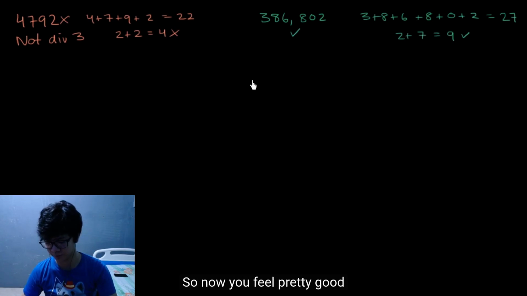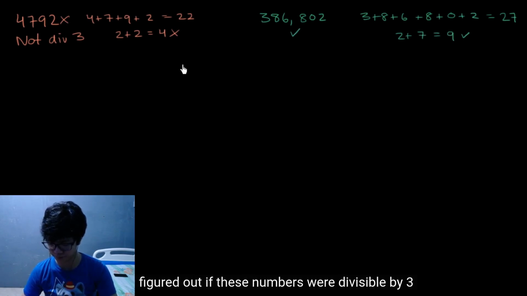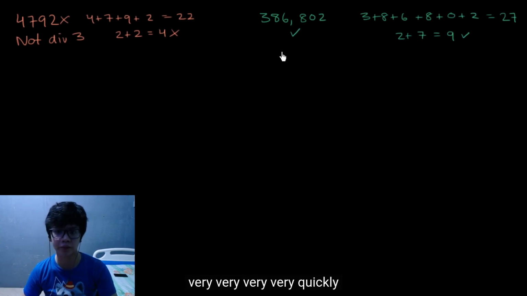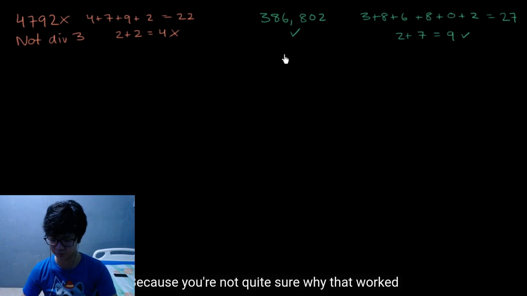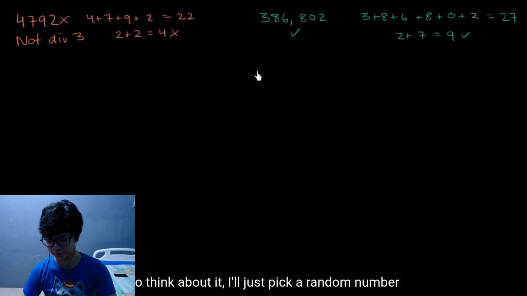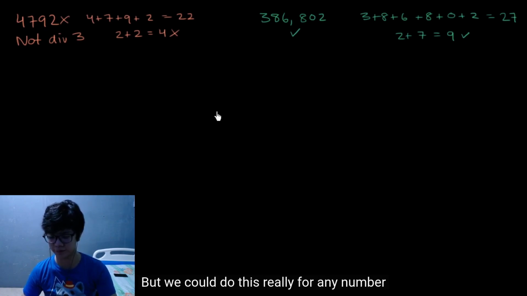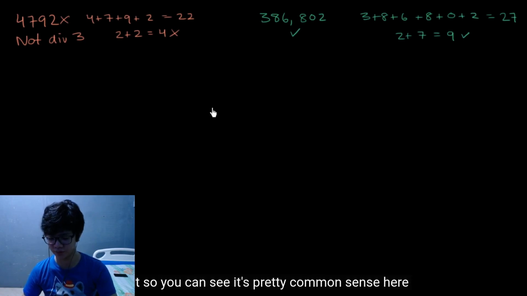And so now you feel pretty good. You've helped two perfect strangers with their emergencies. You figured out if these numbers were divisible by 3 very quickly. But you have a nagging feeling because you're not quite sure why that worked. You've just kind of always known it. So let's think about why it worked. To think about it, I'll just pick a random number. But we could do this really for any number. I won't go too proofy on it, just so that you can see it's pretty common sense here.